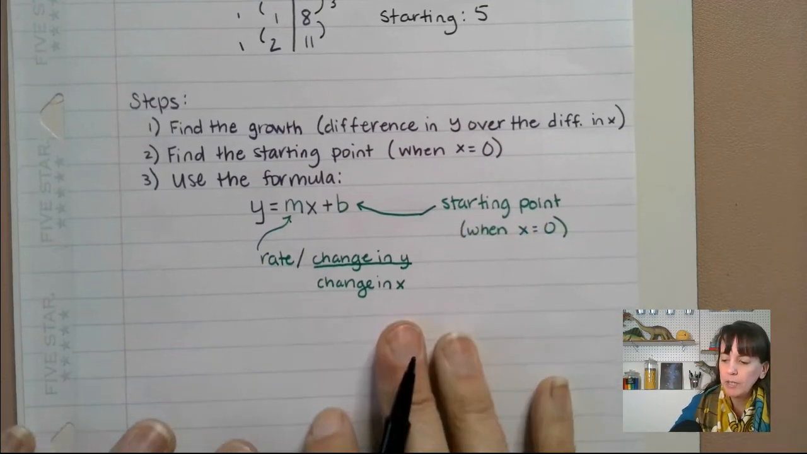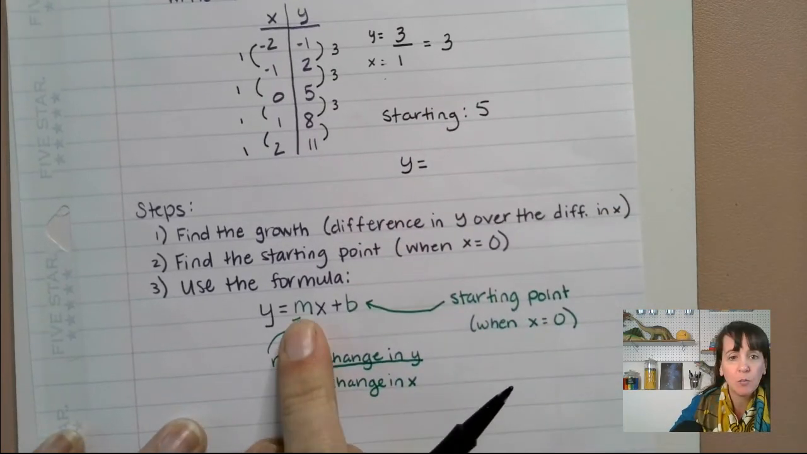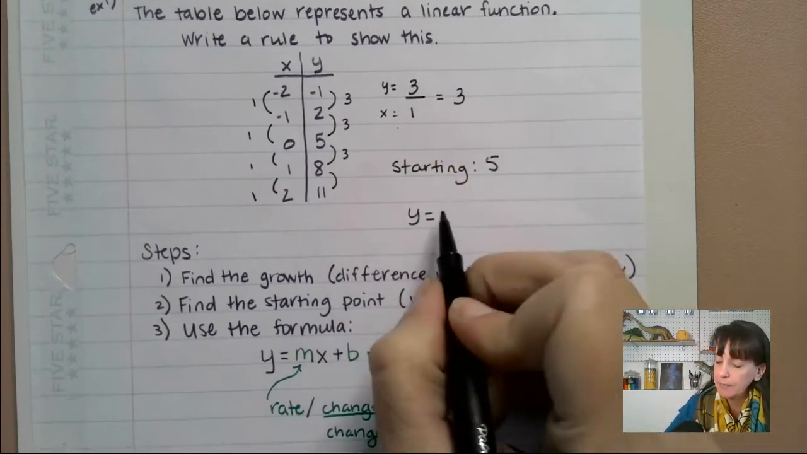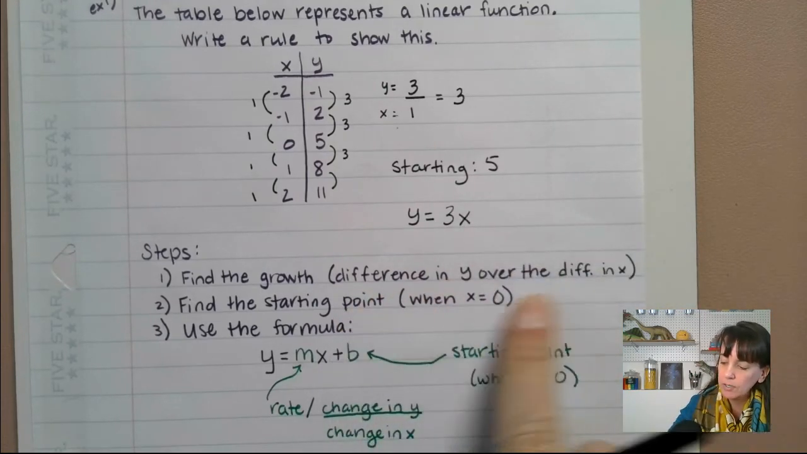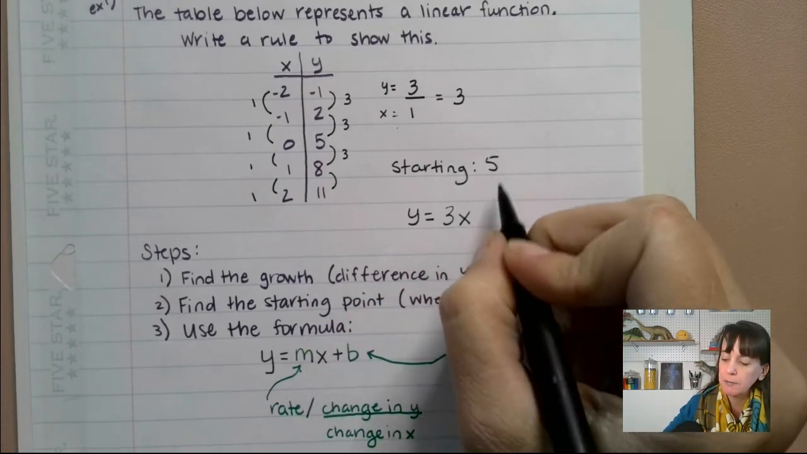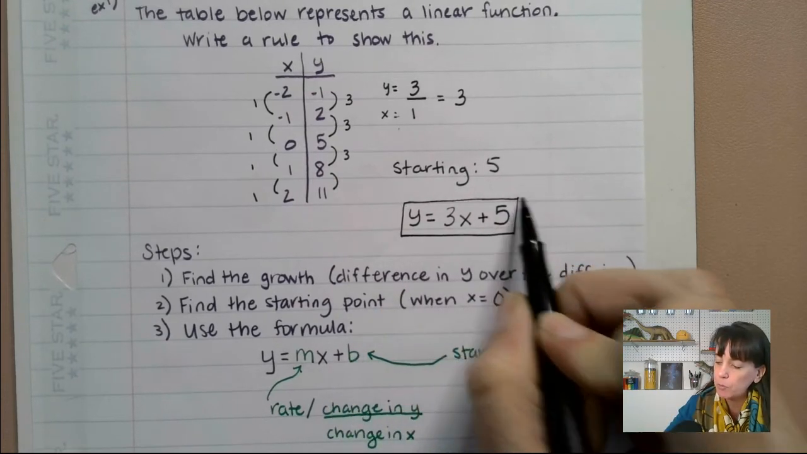So what we're going to do is we come back up here and we say, okay, y equals our rate, which we now know is 3, x, and then we say our starting point, which we know is 5, so plus 5, and there you have just written a rule for this function.